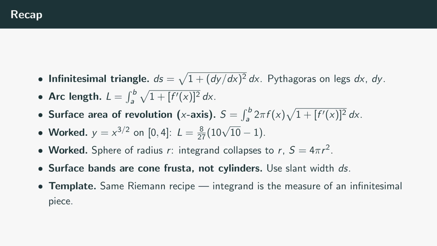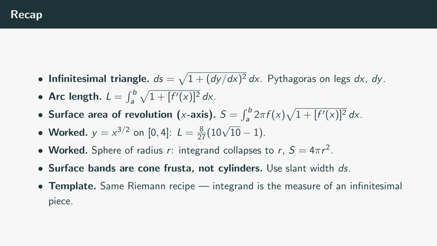Surface area of revolution about the x-axis. At each x, a tiny piece of the curve sweeps a band of circumference 2 pi f of x and slant width ds. Multiply, integrate. S equals the integral from a to b of 2 pi f of x times the square root of 1 plus f prime of x squared dx.